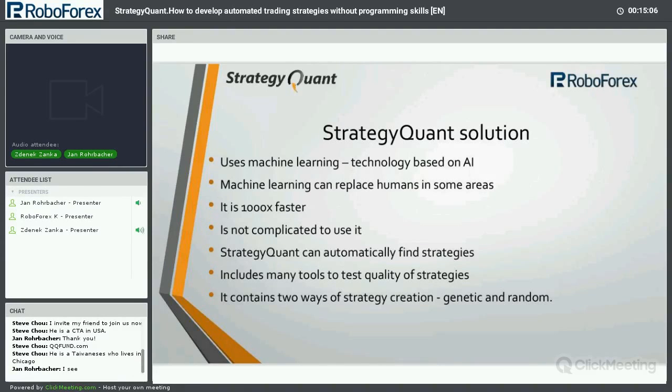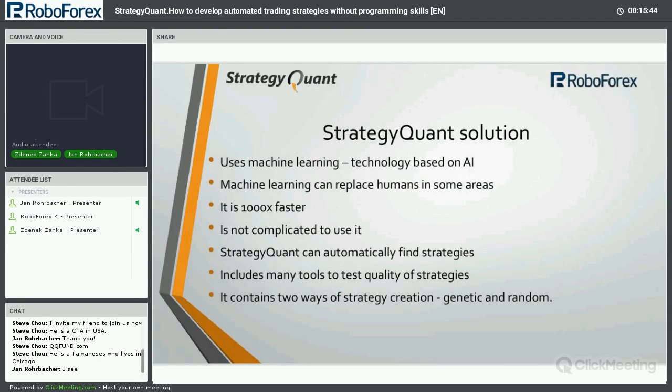StrategyQuant is our product, our software solution, which uses machine learning, as I said, technology based on artificial intelligence. But it's not complicated to use. Maybe it sounds a bit complicated, but it's not complicated to use it. Machine learning can replace humans in some areas, and it's 1,000 times faster than a human. So this way is very good to develop automated strategies if you are not a programmer. As I said, it's not complicated to use, and strategies can be automatically found and automatically improved.